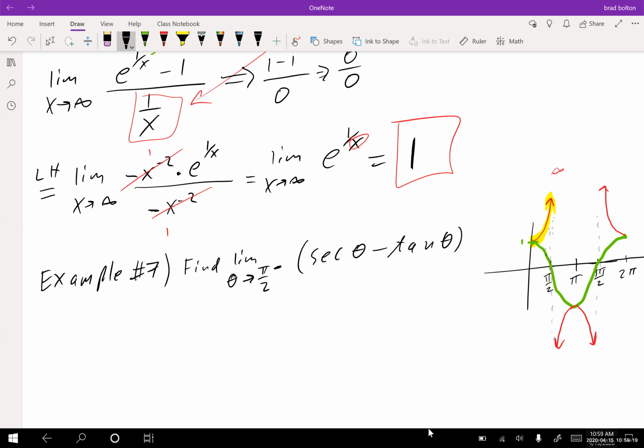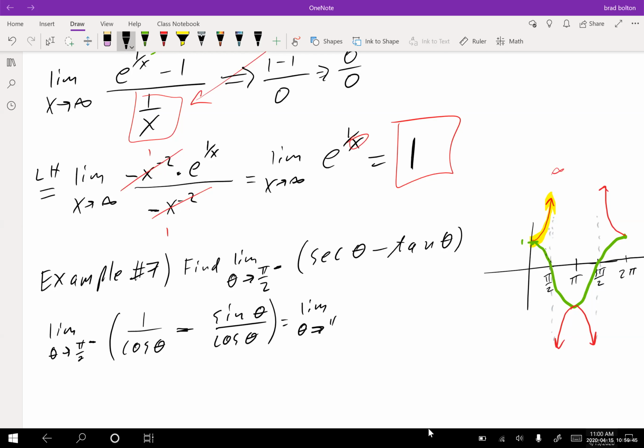So what we're going to do is say the limit as theta approaches pi halves from the left. I'm going to rewrite secant as 1 over cosine theta. Remember, I haven't done L'Hopital's because I'm not in the right form yet. Minus sine theta over cosine theta. But that's really the limit as theta approaches pi halves from the left of 1 minus sine theta over cosine theta.